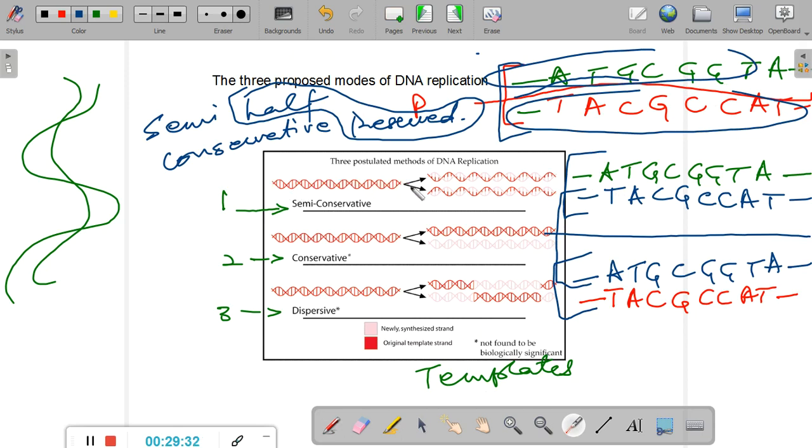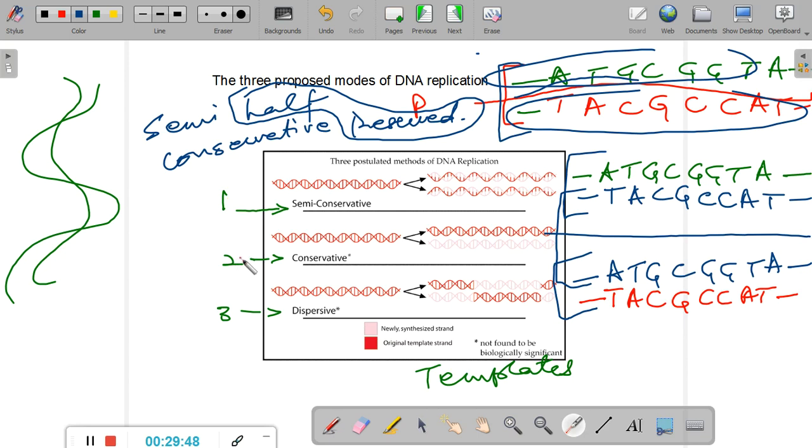So you see, these are the two strands. They spread out, they open up, and the dark pink is the parent strand, and on top of the parent strand, a new complementary lighter pink strand is generated or developed, and that is how the DNA molecule is replicated.